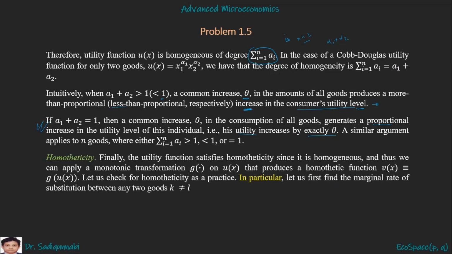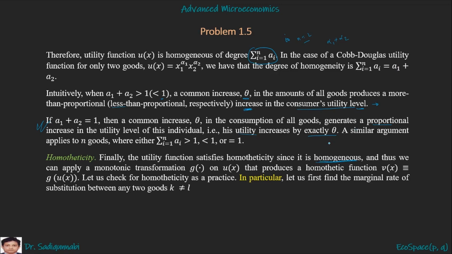Now, let's move to homotheticity. Our utility function satisfies homotheticity since it is homogeneous. So the first condition for a homothetic function is that the original function must be homogeneous. Then we can apply a monotonic transformation. A monotonic transformation of a homogeneous function generates a homothetic function.